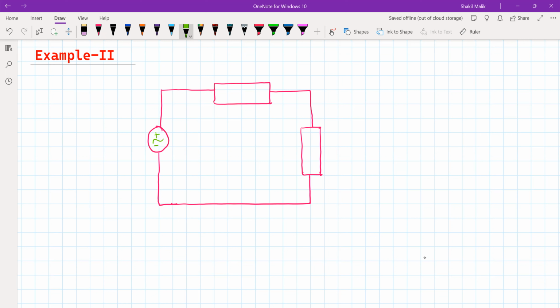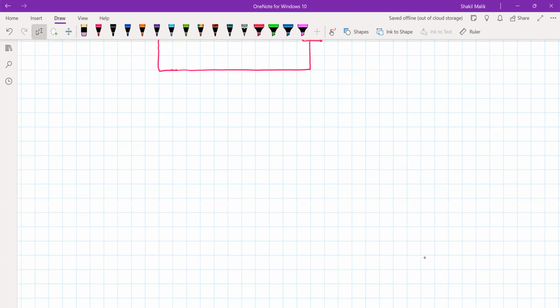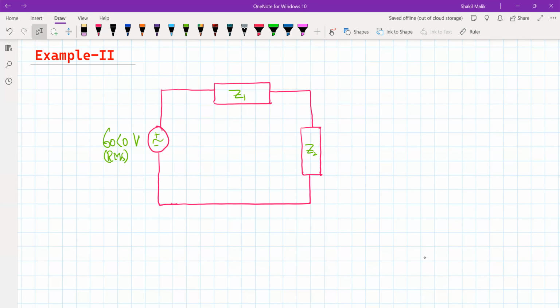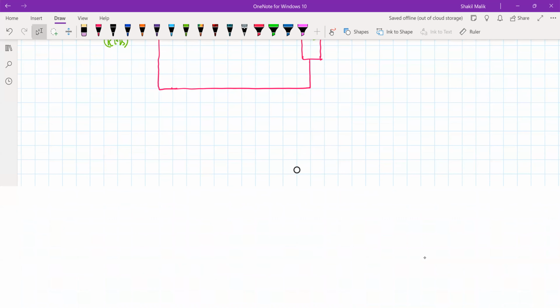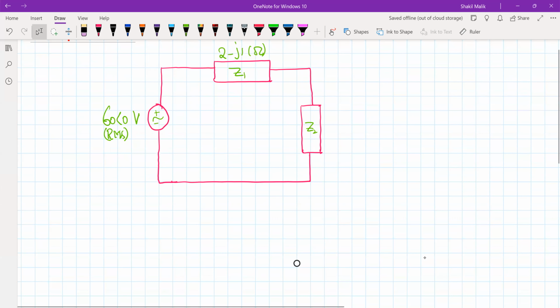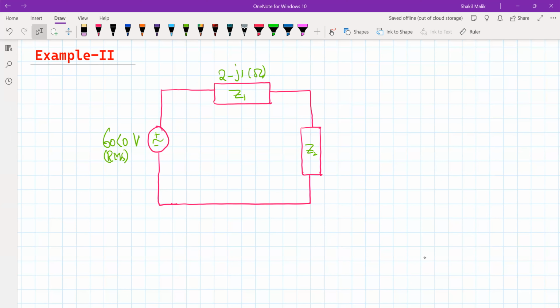So the values of the quantities are, this is 60 at an angle of 0 volts. And again, remember, this is the RMS value of the voltage. Now, let's suppose these are the elements Z1 and Z2. The value of Z1 is simply 2 minus j1, measured in ohms. Z2 is simply given by 1 plus 5j. So the impedances of these two elements are given.